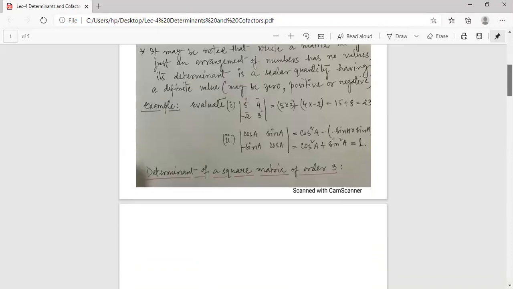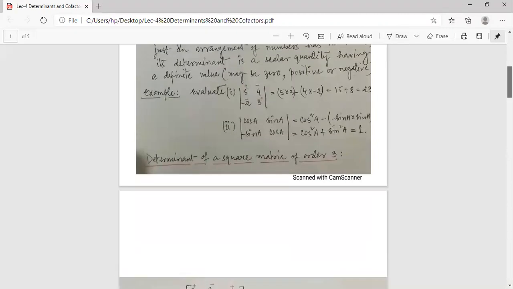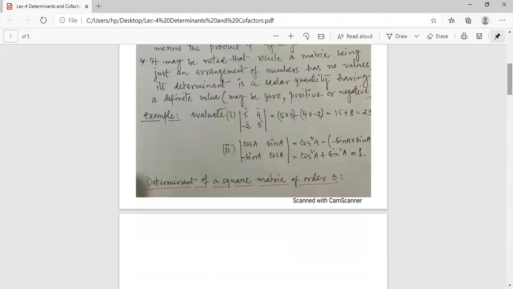Now let us see with an example how we find the determinant of a square matrix of order 2. So this is 5, 4, minus 2, 3. Now find the determinant of this matrix. It will be the product of the principal diagonal elements, that is 5 into 3, 15, minus 4 into minus 2, that is plus 8, that is 23.